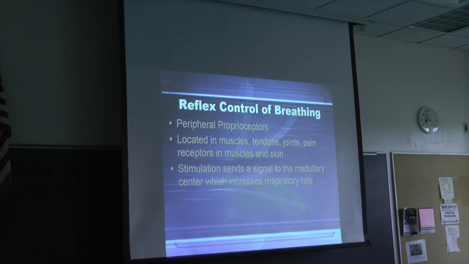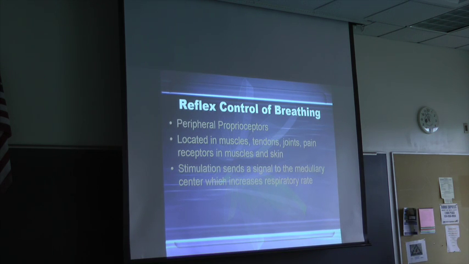And then outside of the lungs, there are peripheral proprioceptors. Say that fast three times after having a glass of wine. They're located in the muscles, the tendons, the joints, and there are pain receptors in the muscles and skin. Do you ever notice that when you climb up a flight of stairs, you start breathing fast? But that one flight of stairs wasn't enough to really raise the CO2 in your blood, so you might start thinking, well, why am I breathing faster? I just went up 10 steps. There are receptors in your joints and in your muscles that will trigger faster breathing.